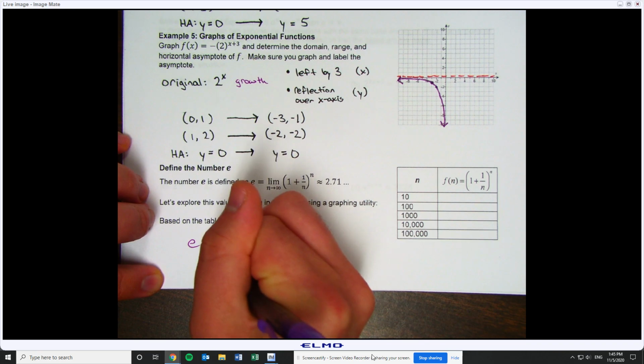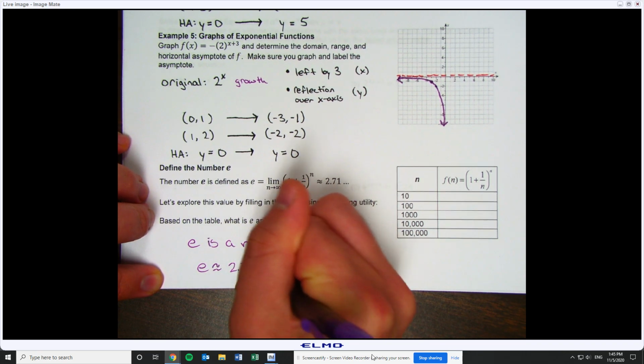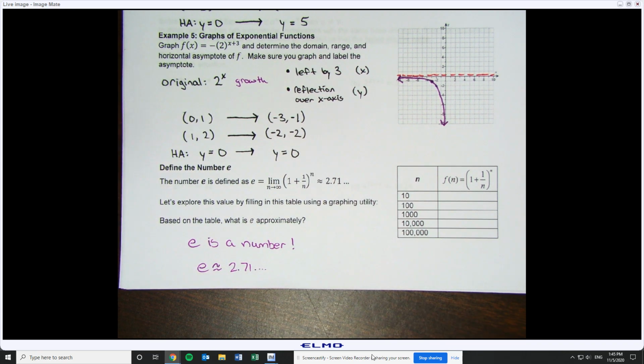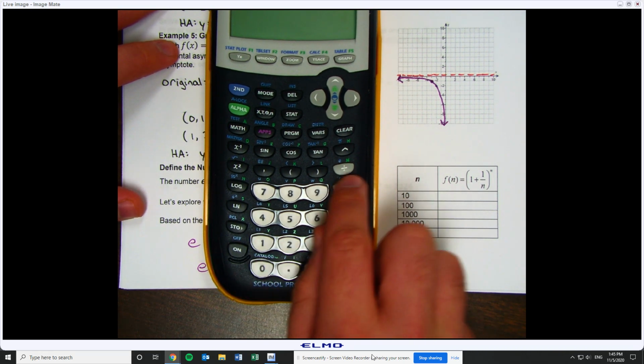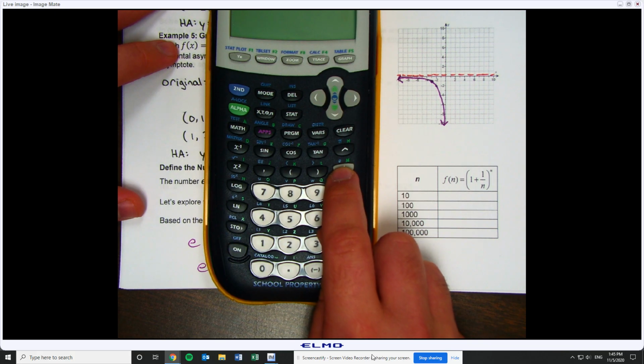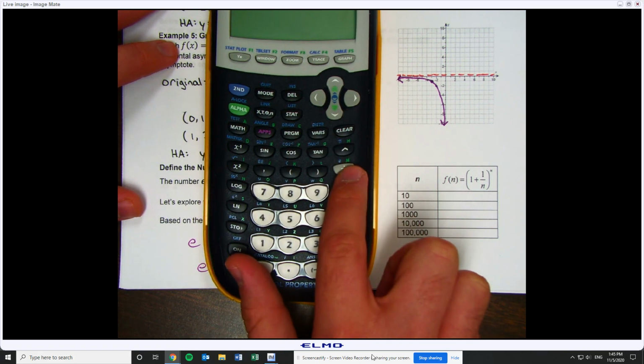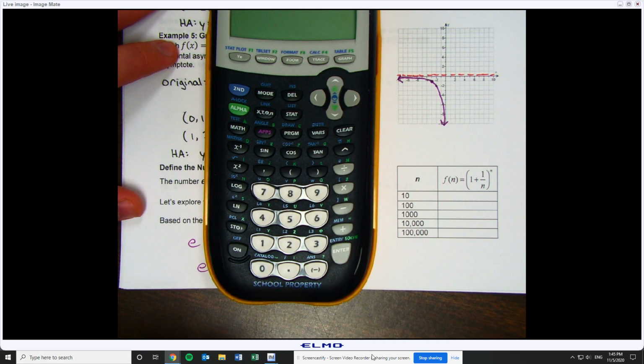And it is approximately 2.71 going on forever, just like pi. Now, good news is most calculators include e in there. So if you have a TI like this one, the number e is right here above the division sign. You would press second, divide, and you would get the little e right there.